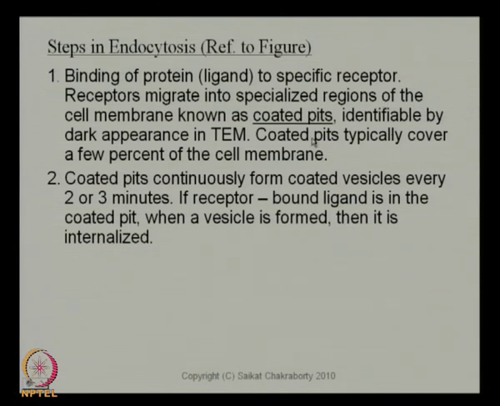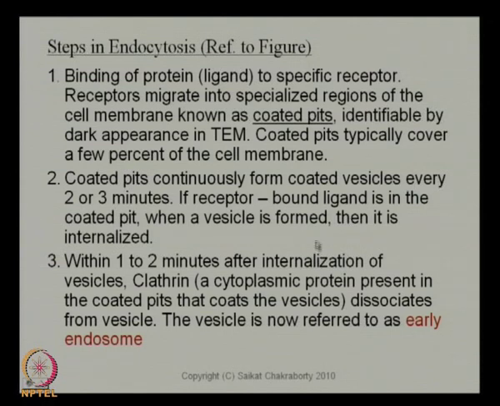Once a coated pit is formed, the total receptor ligand formation and the vesicle formation, that total process, the cycle of the internalization process, takes around 2 or 3 minutes. Then internalization has already happened. Within a minute or two after the internalization, the cytoplasmic protein that is present, clathrin, dissociates from the vesicle, and the vesicle is now referred to as the early endosome.